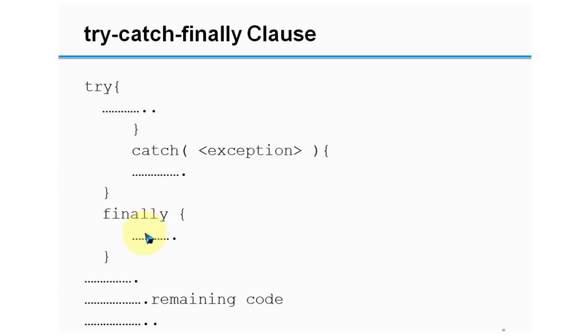So the combination is like this: try, catch, and finally. The catch block will execute if an exception occurs. If an exception does not occur, the catch block will not execute, and finally will execute directly. If an exception occurs, then from the try the catch will execute, and from the catch the finally will execute. So the sequence is try, catch, finally. You cannot write try, finally, and catch. This is an error. You can write multiple catches: try, catch, catch.